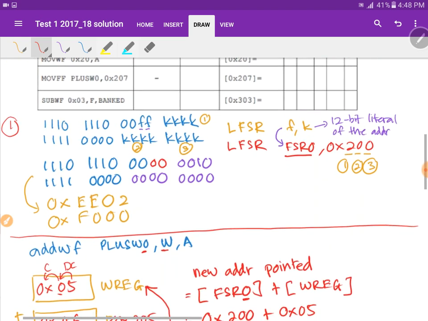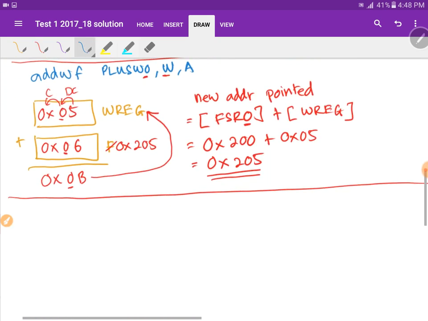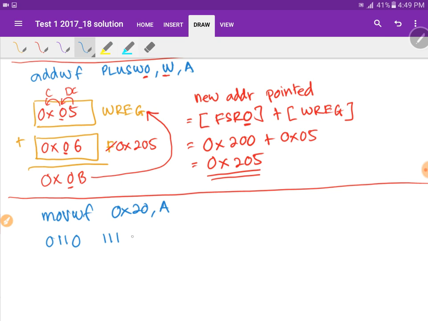What is the question? Move WF hex 20, A. So this is move the content of working register into hex 20, and this hex 20 is in access bank. So what is the machine code for this move WF? It is actually 0110 111A FFFFFFFF. So this is the F field and this is the A. So we need to fill in the A and also the F.